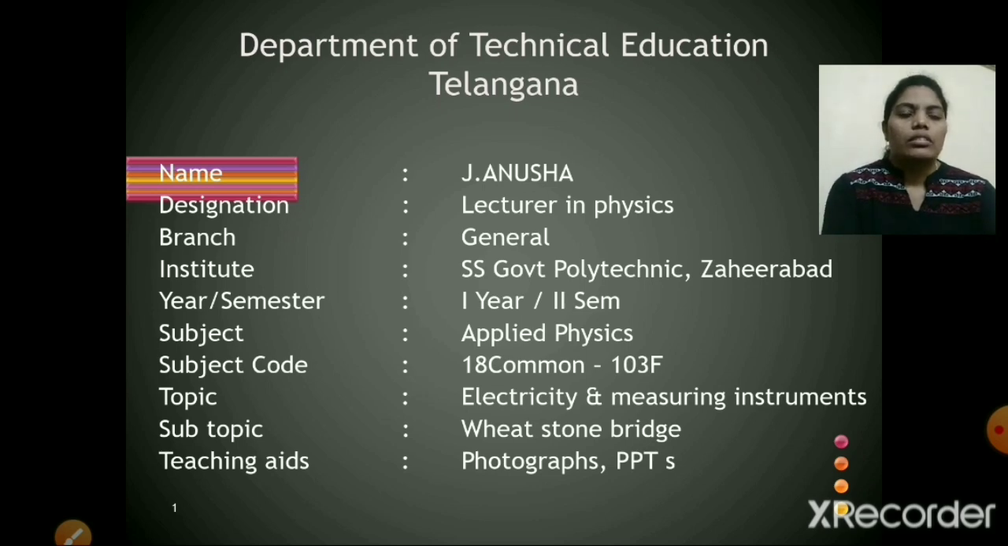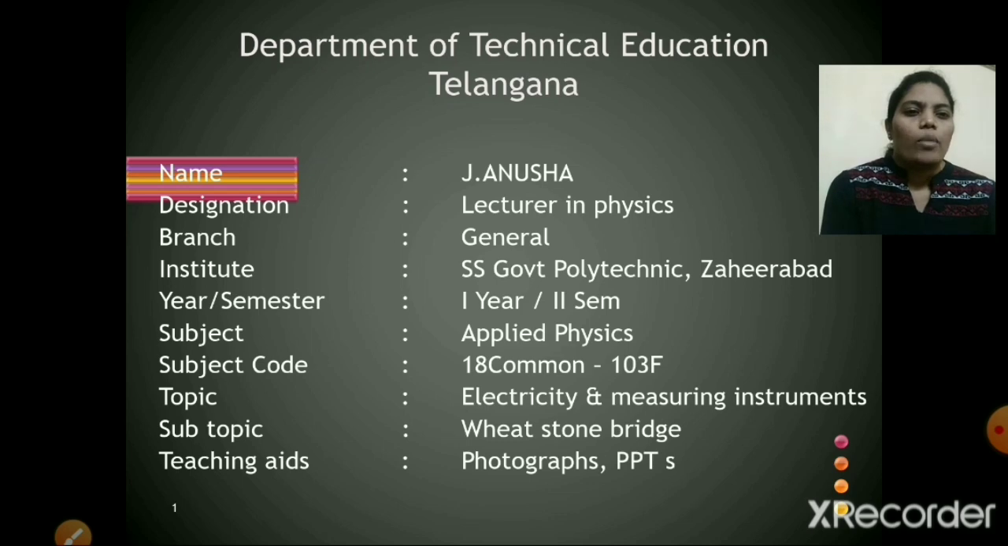Myself J. Anusha, working as lecturer in physics at SS Government Polytechnic, Zahirabad. I'm working in general section under the Department of Technical Education, Telangana. The subject I'm dealing with is applied physics, for first year, second sem students. The subject code is 18 common 103F.